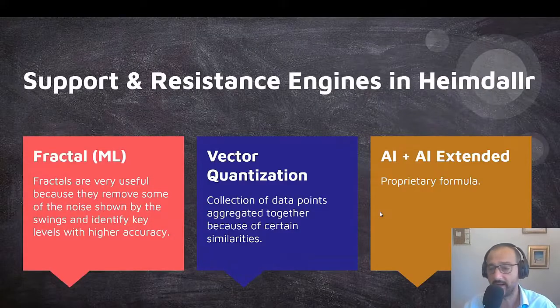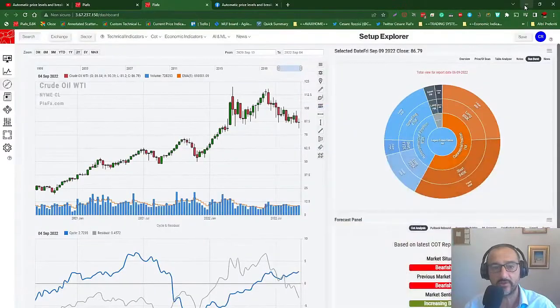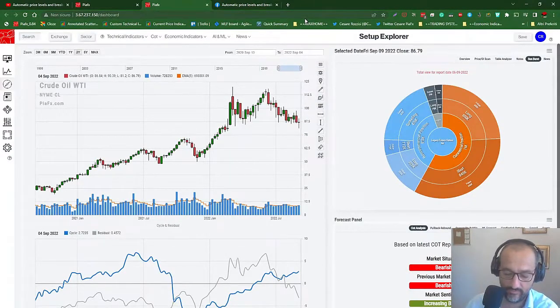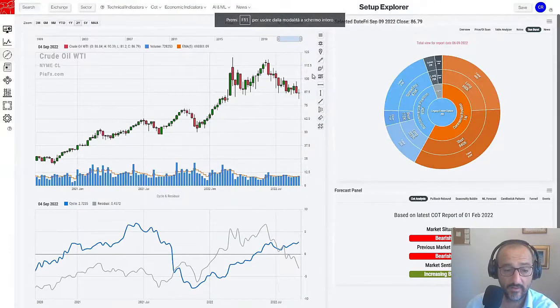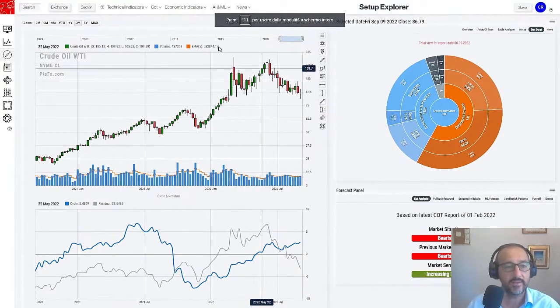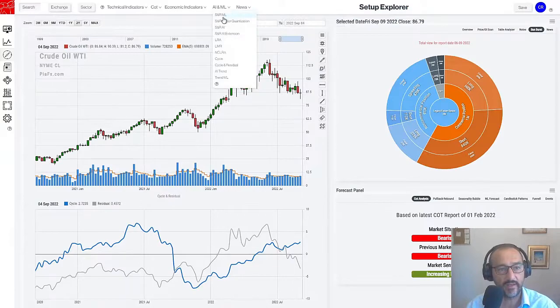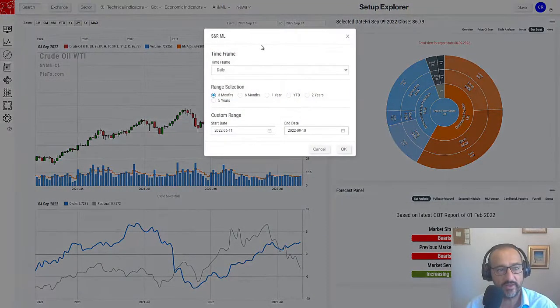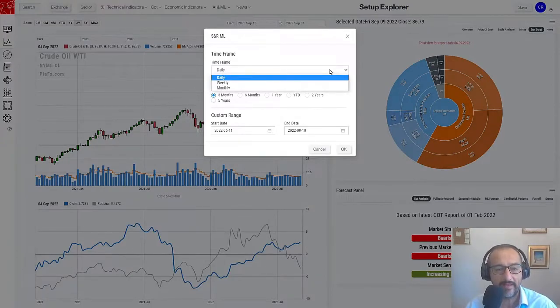Okay, now let me get back to our page, to our software. We can put this in full screen. Okay, great, let's start. The first one is fractal. Here we have named this machine learning, but it's okay. We can choose the type of candle that we are going to use in the computing.